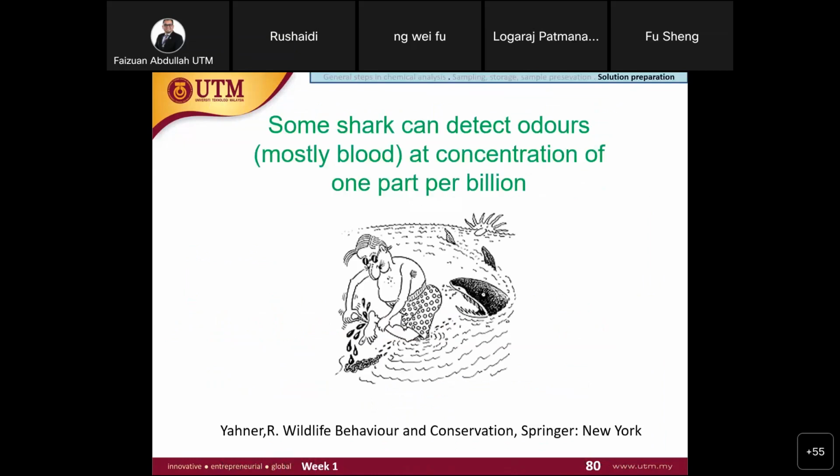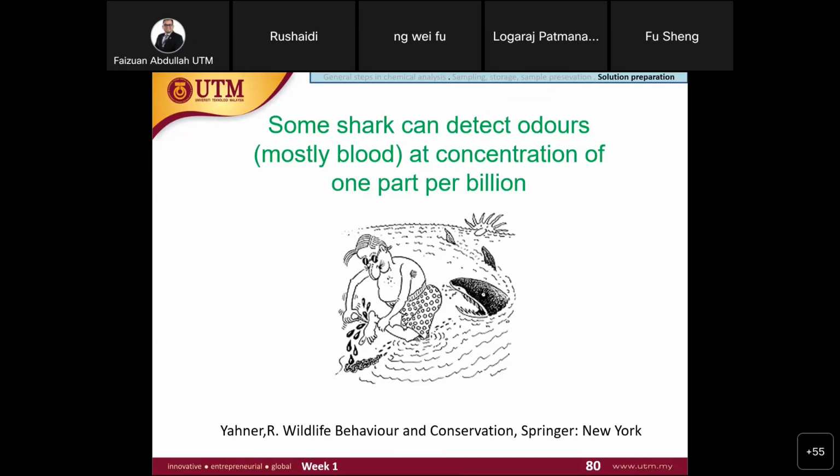right? Some sharks can detect odors, mostly from blood, at a concentration of 1 part per billion. Now we come to part per million, part per billion, and also part per thousand, normally known as ppm and ppb. When I say ppm, it means part per million. When I say ppb, it means part per billion. And ppt can mean two things, which is part per thousand or part per trillion.